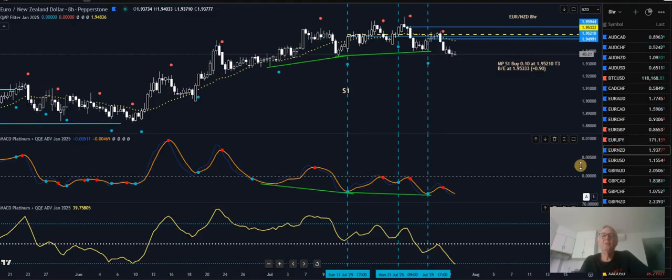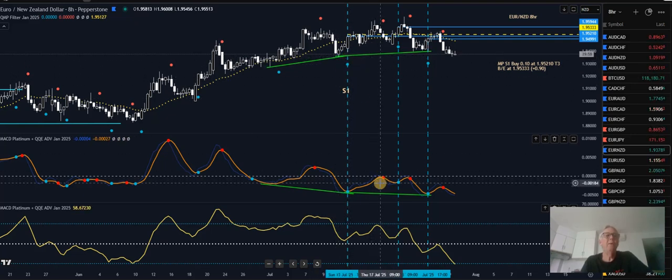Euro New Zealand, this has given me a little bit of grief. This was based on hidden bullish divergence, the initial trade, MPS1, which is here, S1, S2, S3. And as you can see, so there's the buy trade here. I'm ignoring this at the moment, the QQE. I'm just looking at the MACD Platinum. So there's your hidden bullish divergence.